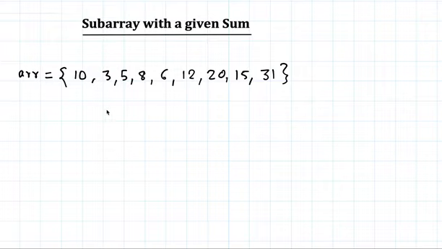Hello everyone, I am back with another Google interview question, and today's question is to find a subarray out of some array of non-negative integers whose sum is equal to some given value. In this case we want to find a subarray whose sum is equal to 31, and the difficulty level of this question on a scale of 1 to 10 I would give around 4.